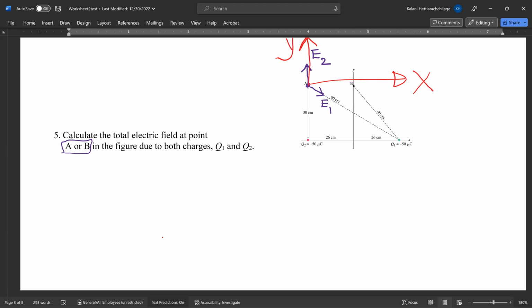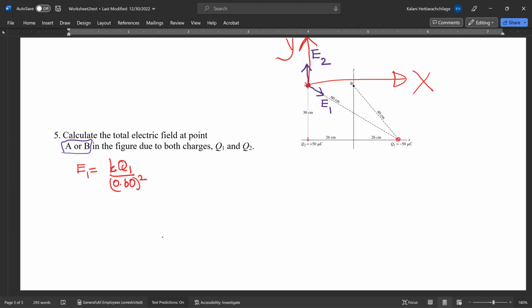And so now we will be able to write E1 and E2. Let's do that first. E1 is equal to the Coulomb constant times Q1 divided by distance squared. You see that from here to here the distance is 60 centimeters, 0.60 meters, and power 2.